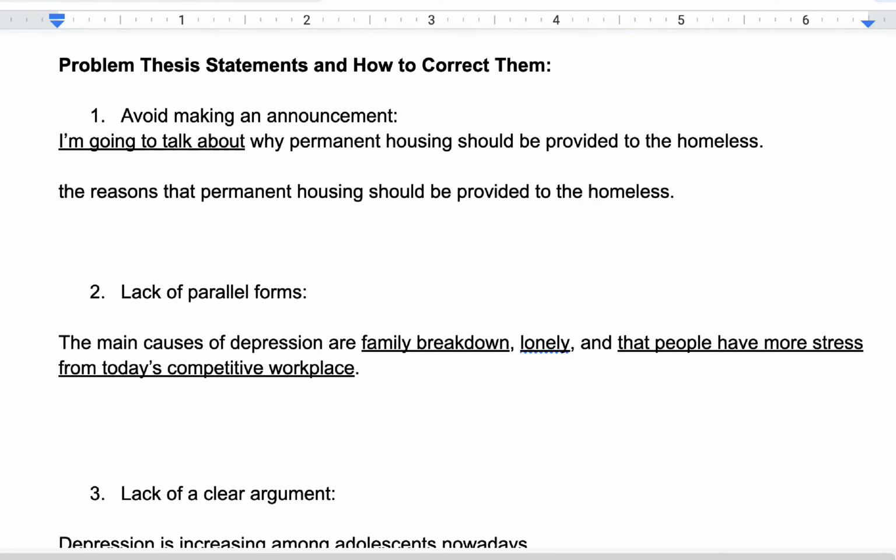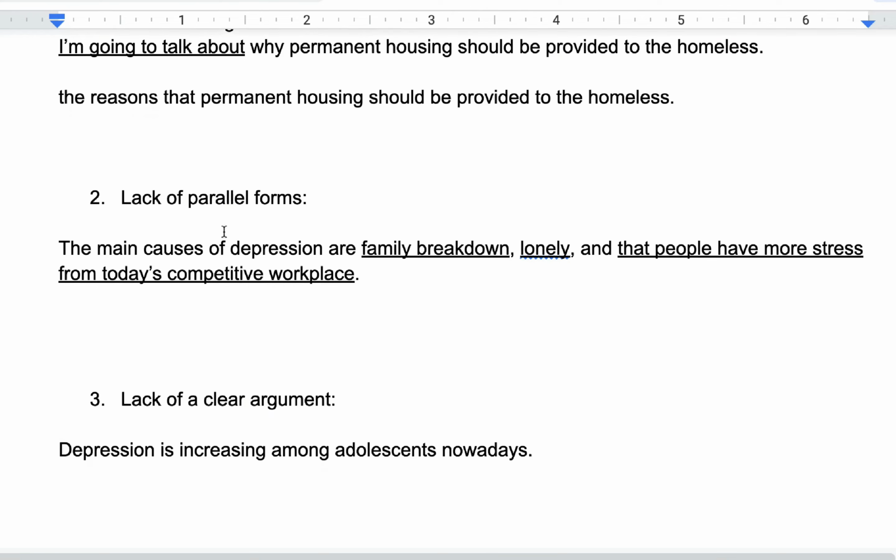Okay, let's go to the next common problem, which is lack of parallel forms. The main causes of depression are family breakdown, lonely, and that people have more stress from today's competitive workplace. Okay, so here we have a noun phrase, adjective, and a clause with a subject and verb. These are not parallel forms.